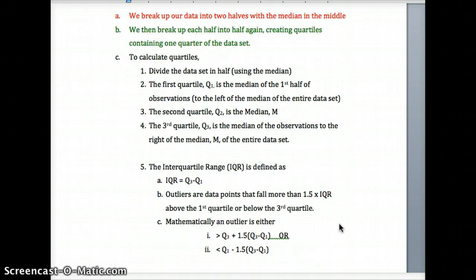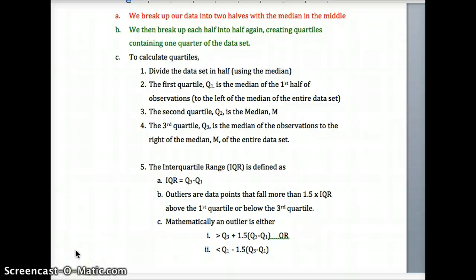So find the median. Then look to the left. Find the median of that first half of data. That would be your first quartile. Finally, find the median again of the whole data set. Look to the right of it, all the numbers to the right. Find the median of the data set to the right.